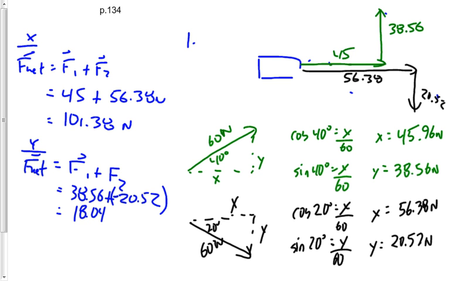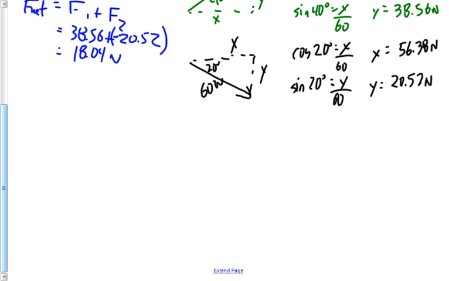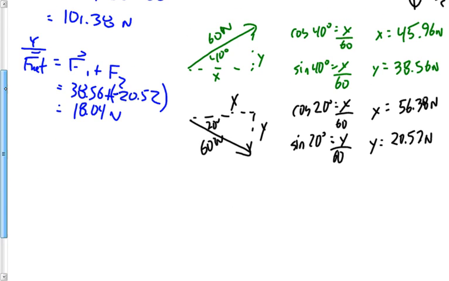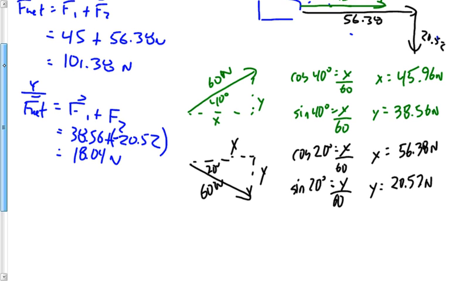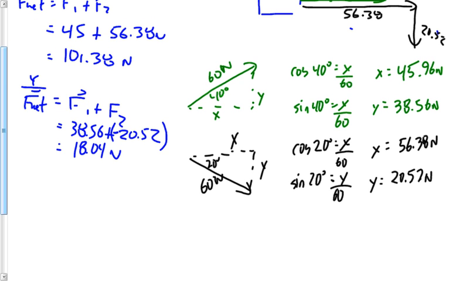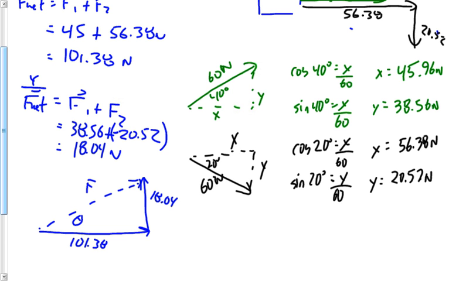Now we're going to combine them. It's positive 18.04. Let's combine them now, just like we did back in our last unit. We've got 101.38 to the right, and we've got 18.04 up this way. All of you guys right now, let's get the value of F, and let's get the value of theta there. I'll give you a second to do that if you don't already have it.